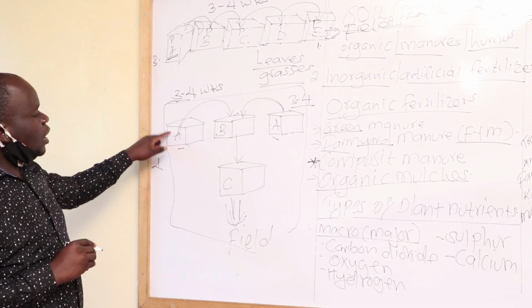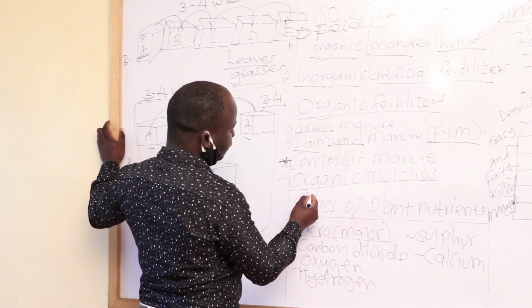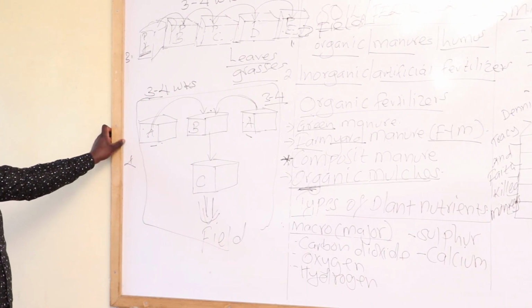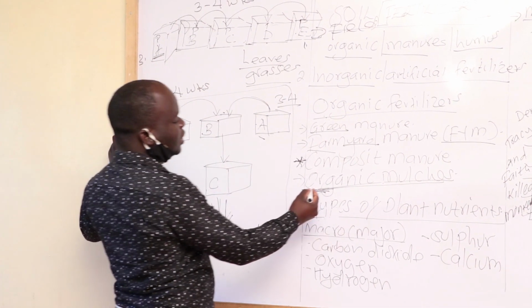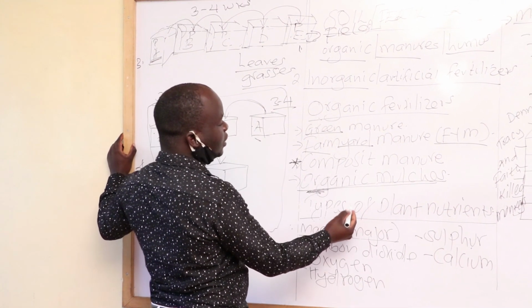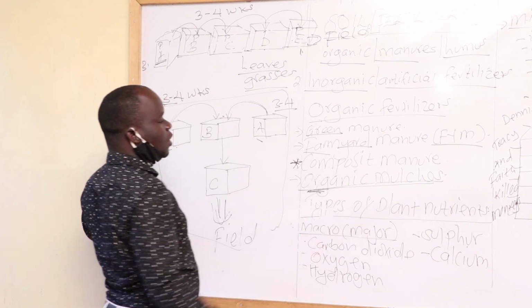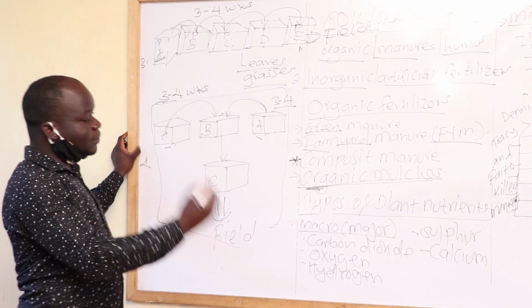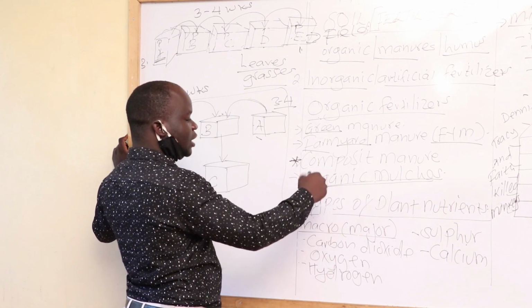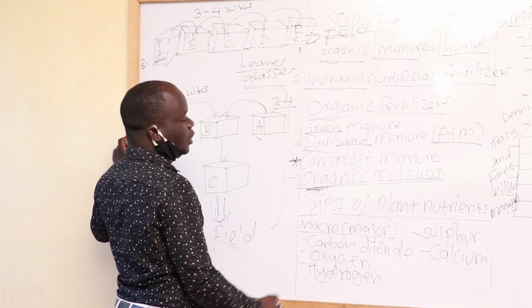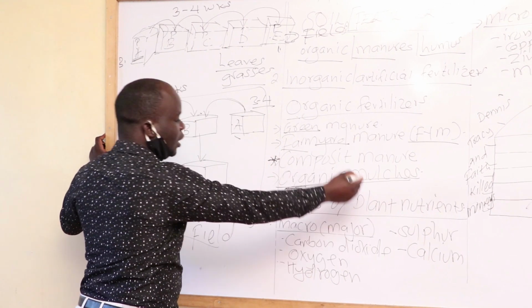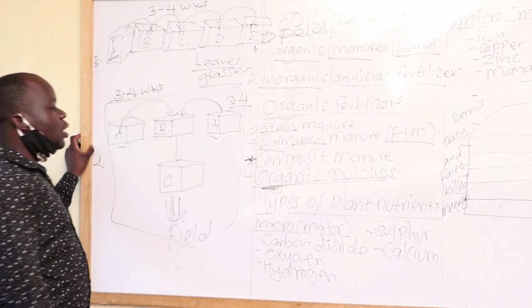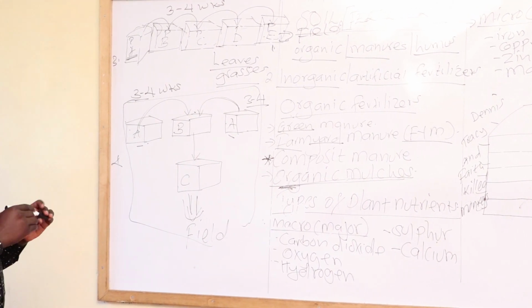Apart from the compost manure, we have also talked about organic mulches. Organic mulches, I've already told you, are another type of organic manure, and this one is very simple. Just take organic materials such as dry leaves and grasses, heap them around the plant, such as a banana plant, and then leave it the way it is. After some time, it will rot and provide nutrients around that plant. By so doing, you are conserving the soil moisture around that plant, and you are also increasing the soil fertility of that plant.